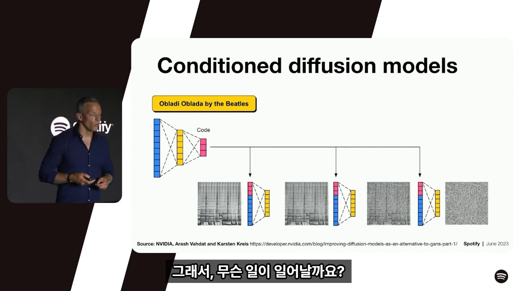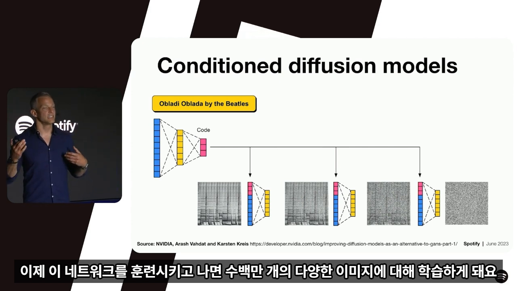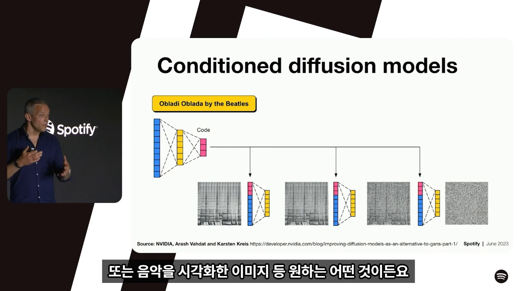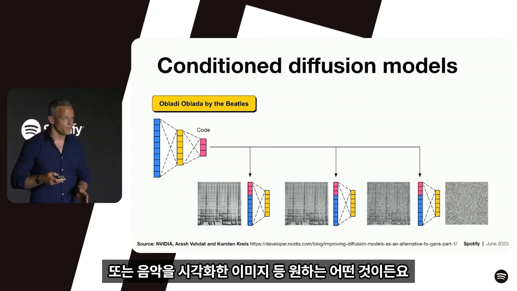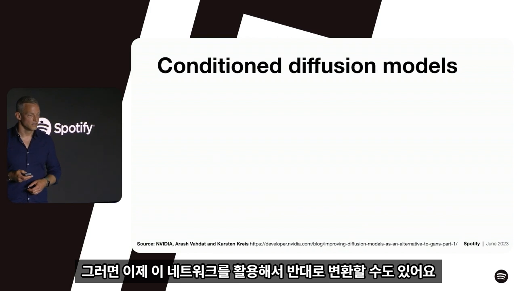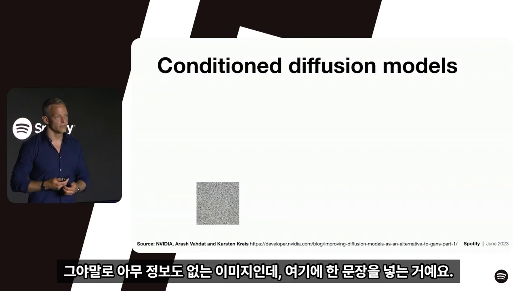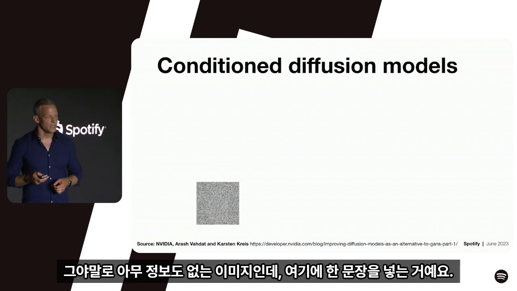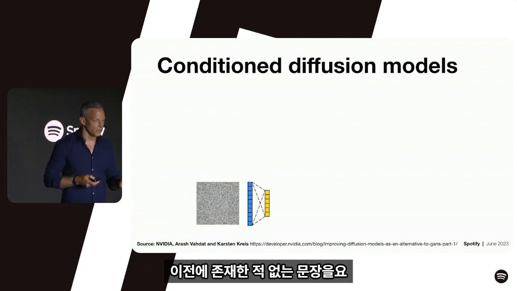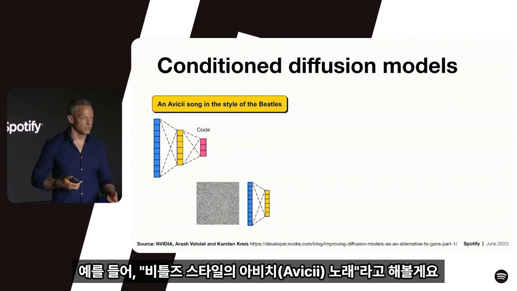So what happens now is once you train this network on millions of different types of images, as I said, cats, dogs, airplanes, images of music, whatever you want, you can now take this network, you can turn it around, and you can start with just pure white noise. So there is no structure in here. There's literally nothing in this picture. And now you take a sentence that never existed. Let's say an Avicii song in the style of the Beatles.